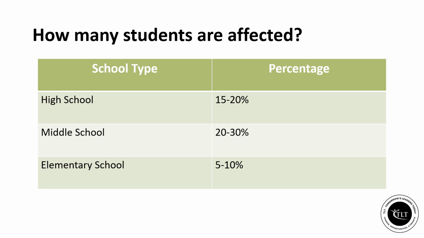High school students, grades 9 to 12, experience significant levels of online harassment. Studies indicate that approximately 15 to 20% of high school students are bullied online. This translates to more than 1 out of every 5 students.